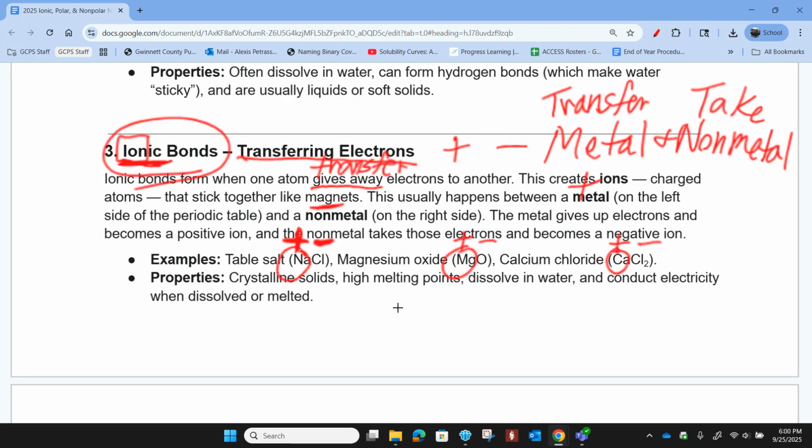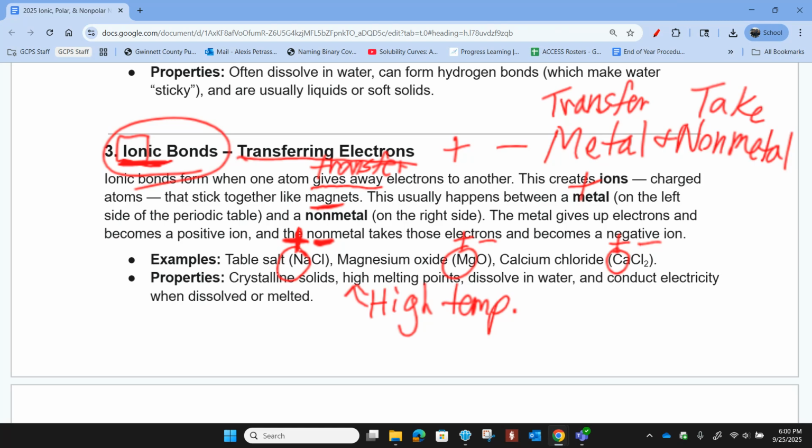Okay, and then we have properties. So crystalline solids, so literally like a crystal. They look like a crystal, like salt looks crystally. They have a very high melting point. That means you need a very high temperature to melt them. Like to melt salts, you usually need like thousands of degrees, like really, really high temperatures.